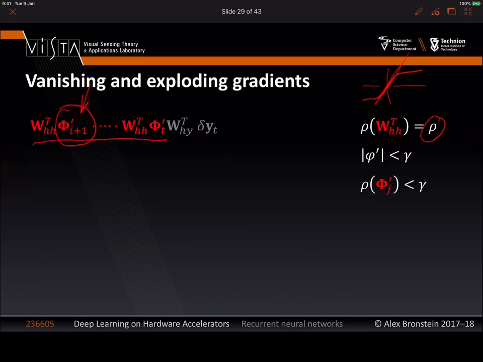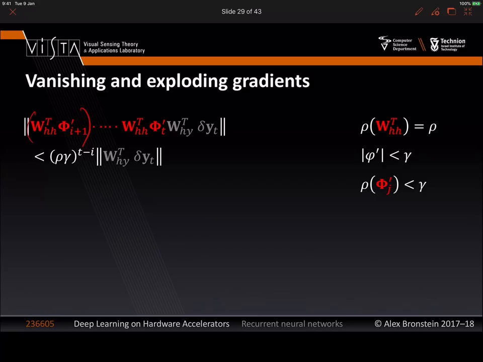Now, for the product of these matrices we can bound its spectral radius. So let's just take a norm here and bound it. We have T minus i such products. We can bound the spectral radius of this W, and we can bound the spectral radius of this phi prime. We can bound it by the product of rho with gamma, right? Because this product appears T minus i times, it is rho gamma to the power T minus i, and then times the norm of what remains here, denoted in gray.